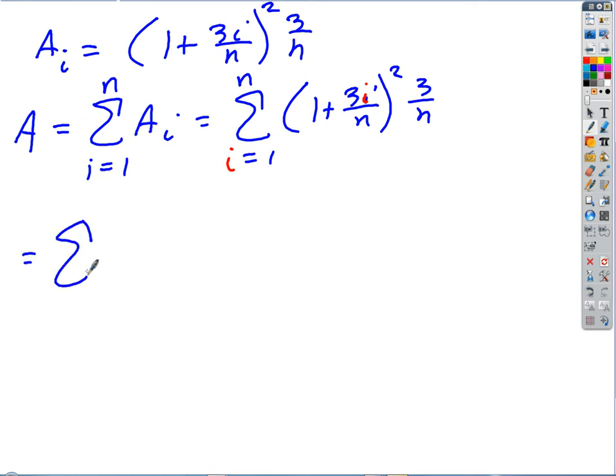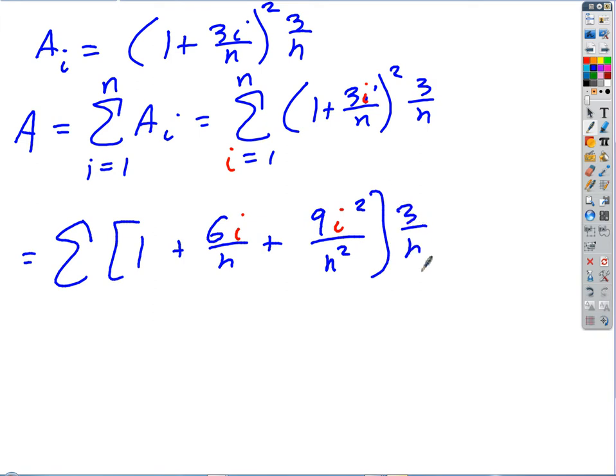1. Okay, I'm going to get 1 plus 6i over n plus 9i squared over n squared, good. If that's A and B, and we do (A plus B) squared, we get A squared plus 2AB plus B squared. All times 3 over n.